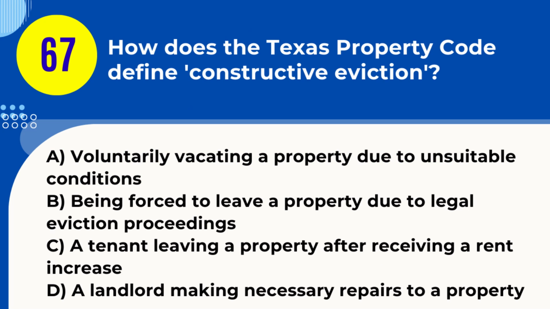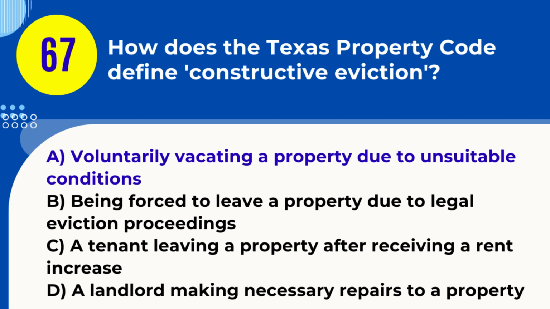Question 67. How does the Texas Property Code define constructive eviction? A. Voluntarily vacating a property due to unsuitable conditions. B. Being forced to leave a property due to legal eviction proceedings. C. A tenant leaving a property after receiving a rent increase. D. A landlord making necessary repairs to a property.